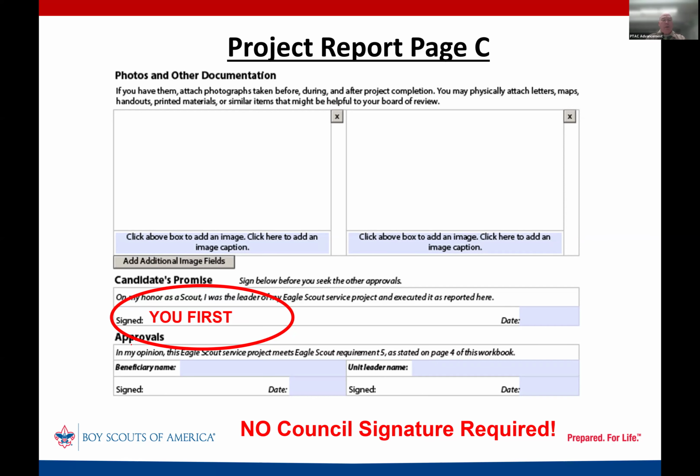Okay. Next, we also have to have signatures from the beneficiary saying that they're satisfied that the project was completed to the best of their knowledge. Okay. And then also from the unit leader. So those are going to be the last 3 signatures that we end up having in this workbook section. All right. So the scout saying that they completed it, the beneficiary saying it was completed, and the unit leader recognizing it was completed.